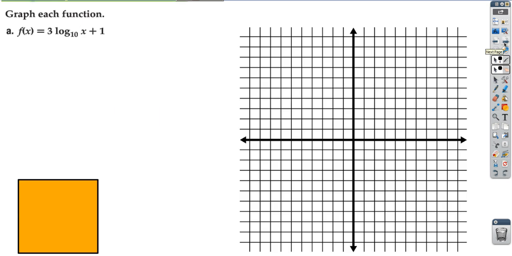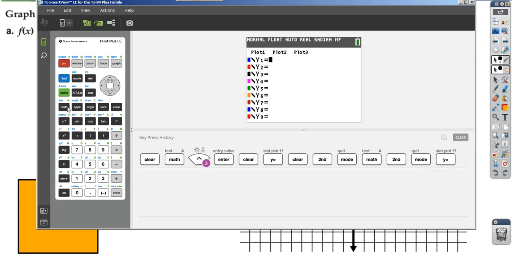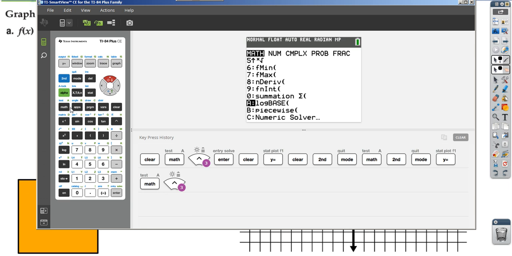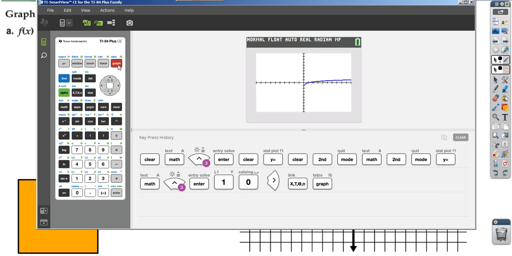These problems in general are much harder to graph by hand, so I recommend using a graphing calculator for this. I'll show you how to do that. First, let's graph the parent function. The parent function would just be the log base 10 of x. So that's the first thing we're going to graph. In terms of where you find the logarithm, we go to y equals, and then we go to math, and you scroll all the way down to the logBASE, and we want log base 10. And then I will input x just to see what that looks like. So there's the graph of the log base 10.